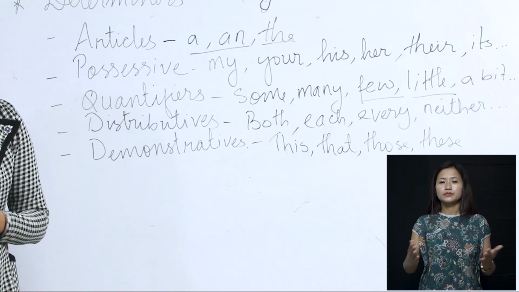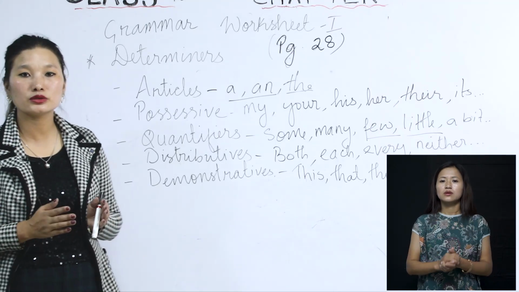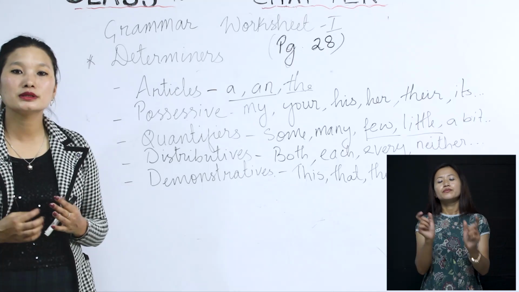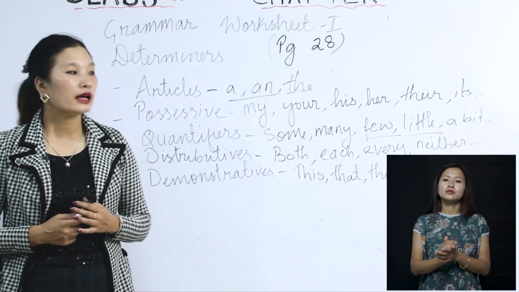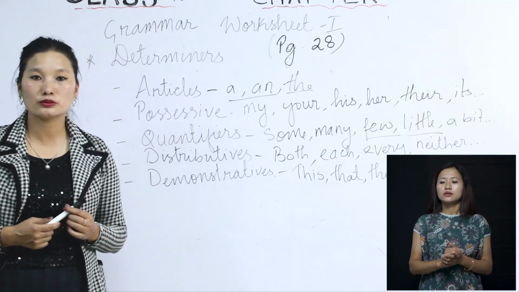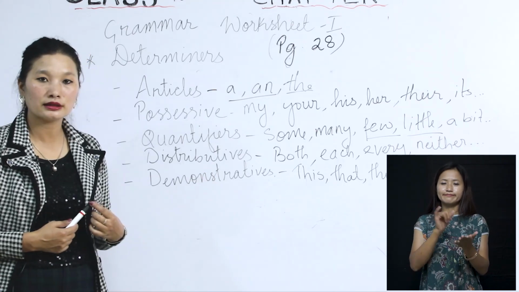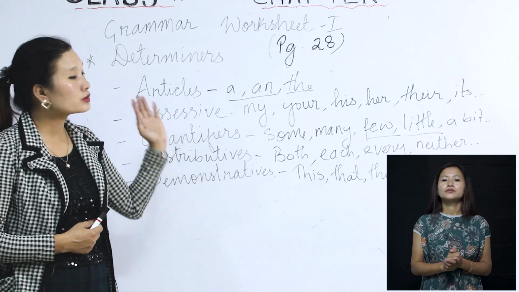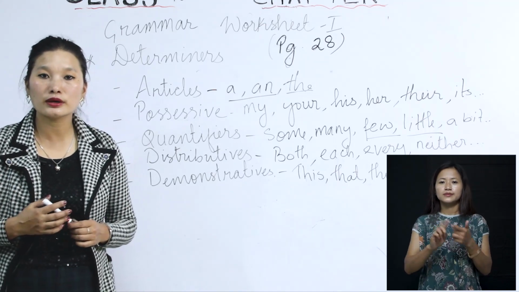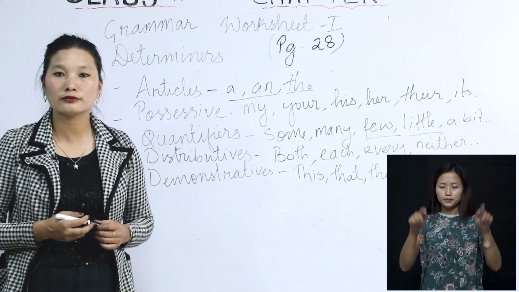The next comes the distributive, like the word distribution itself. When you want to make a distribution in people or in a group of people, you can use the distributive determiners. And then the next one is demonstratives, which are called pointing words. And we have only 4 words here: this, that, those, and these. And so please go through your text once again and then try to correct the exercises that you have already done. This is the first worksheet, and I know that many of you will have finished it.